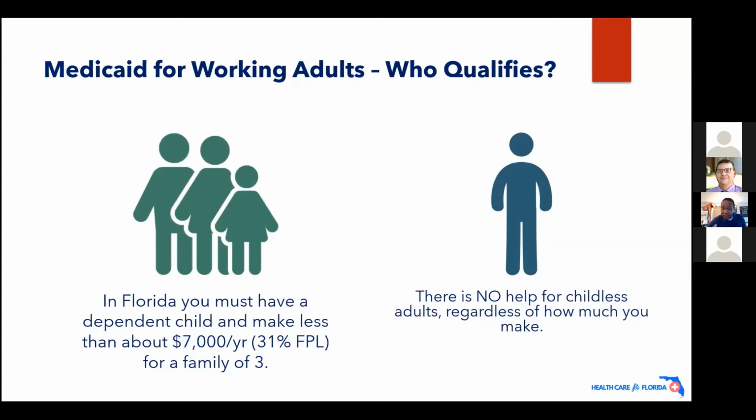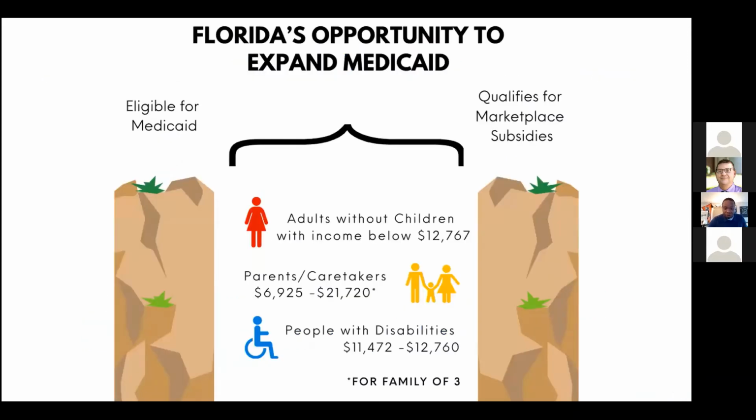If you're a childless adult in Florida, there's absolutely no help for you, regardless of how little you make. We see that as one of the major issues when it comes to our vulnerable Floridians. Florida hasn't taken the opportunity to expand Medicaid, and the end result is this. Working adults without children making below $12,000 a year have no options for care, like we talked about. Parents making between 30% and 100% of the federal poverty level really have no other viable options for healthcare. And even some Floridians with disabilities are left out.